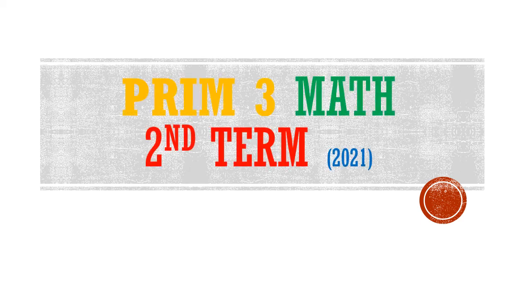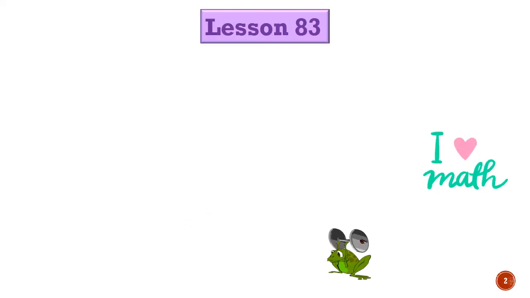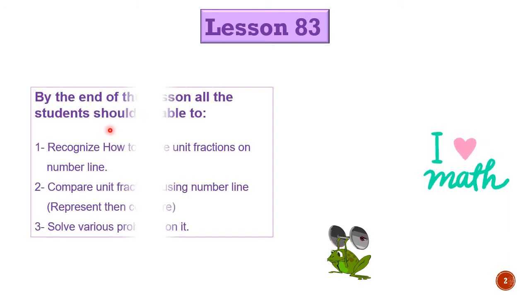Primary 3 Math, second term 2021. We have chapter 3, lesson 83. As we learned before, we will have some objectives to learn.